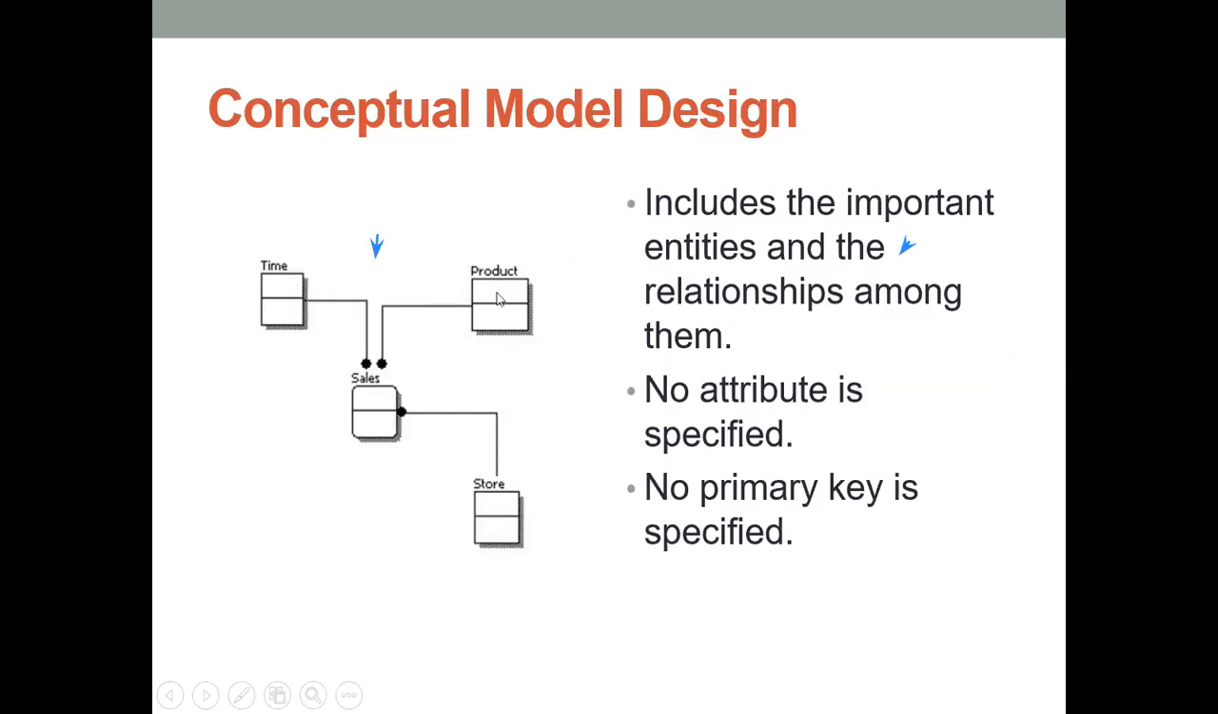They will take a pen and paper, and in order to create a data model for a particular company, I'll be going like this: product table, store table, sales table, time table. See all this, how it is related to a fact table here. It includes the important entities. Entities are nothing but tables. And the relationship, how we are relating with each other. No attribute is specified. Attribute means the column names. No primary key, foreign key is specified here. Just the conceptual design model.